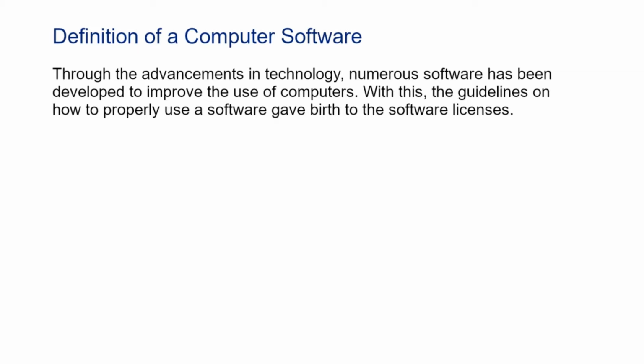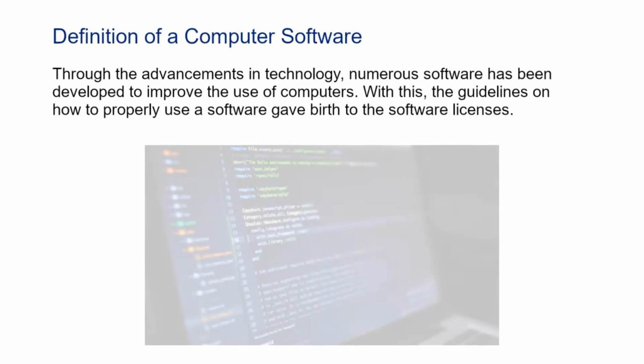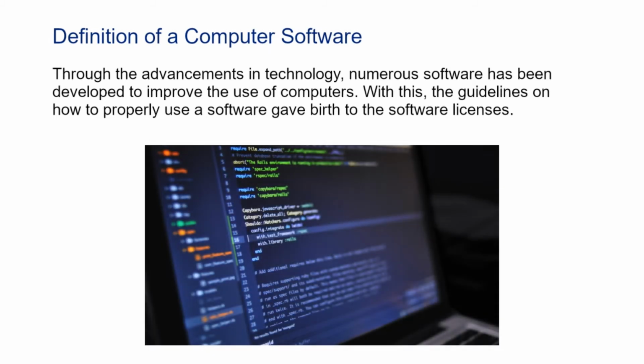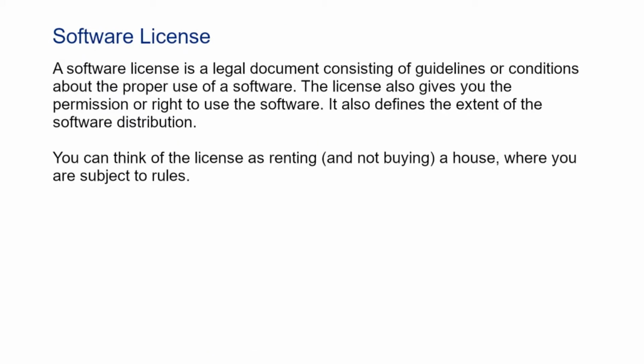With this, the guidelines on how to properly use a software gave birth to the software licenses. Software license. A software license is a legal document consisting of guidelines or conditions about the proper use of the software. A license also gives you the permission or right to use the software. It also defines the extent of software distribution. You can think of the license as renting, and not buying, a house, where you're subject to rules.